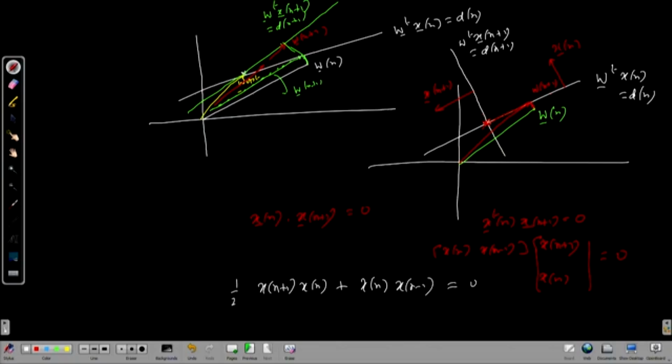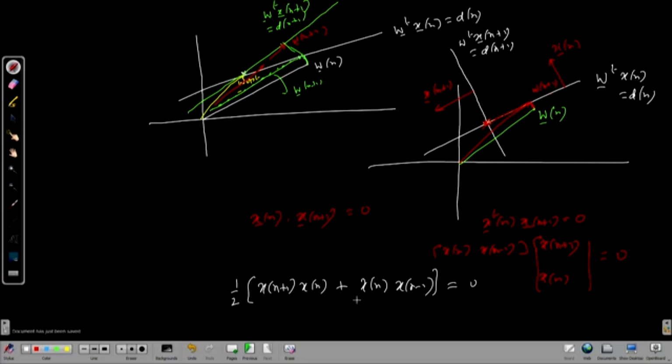So, if I divide by 2, that is also 0. But what is this? I am multiplying 2 adjacent samples, n plus 1th, nth, n minus 1th, and then averaging. So, it is a rough estimate of correlation with a gap of 1. Now, I have just 2 elements.